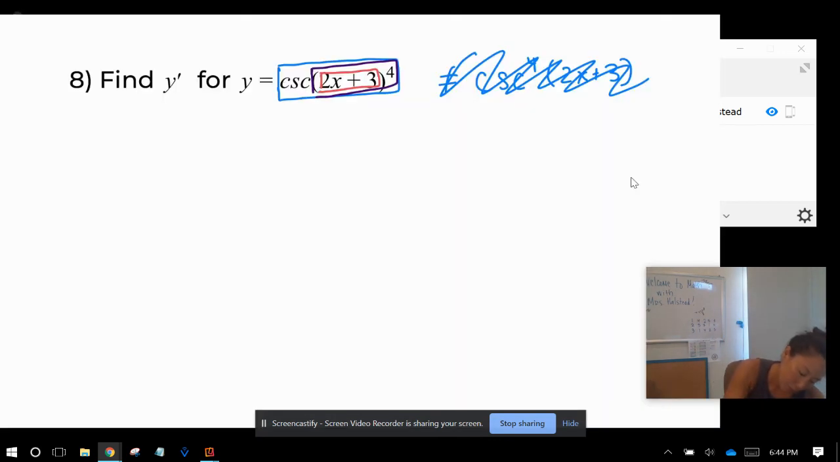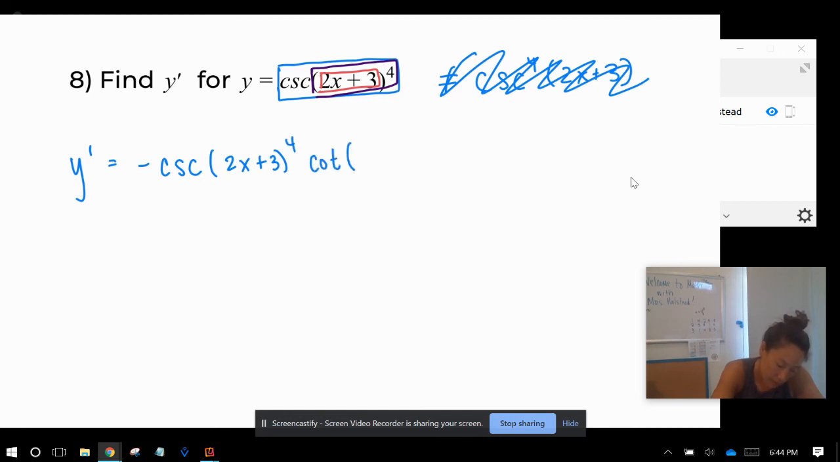outside. Y prime is equal to the cosecant, bring the 4 down. No, just kidding. We need to take, what is the derivative of cosecant? The derivative is negative cosecant x cotangent x. So negative cosecant of the inside, which is 2x plus 3 to the 4th power, times cotangent of the inside, 2x plus 3 raised to the 4th power.